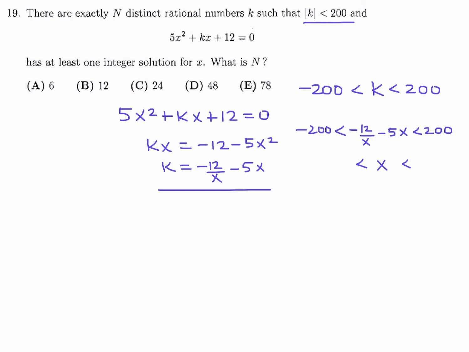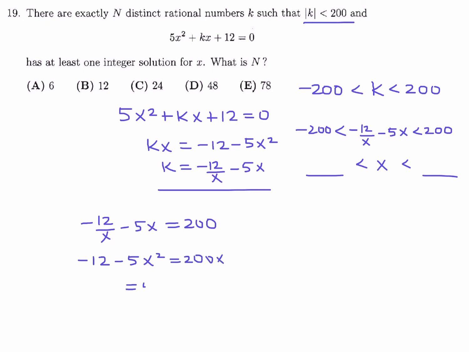Well, how do I do that? It's a little bit challenging, not straightforward. So what I'll do is I'll just calculate it for the upper limit. So minus 12 over x minus 5x, let's just say it's 200. And that will give me sort of an approximation of what this range will be. Okay, let's do this math here. So let's multiply through by x, and you get minus 12 minus 5x squared is equal to 200x.